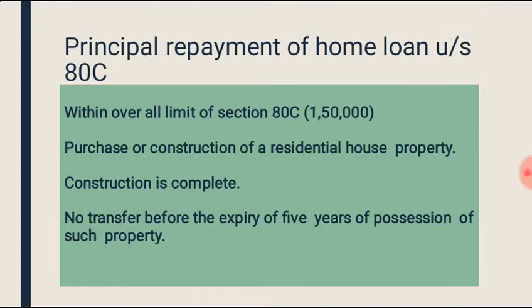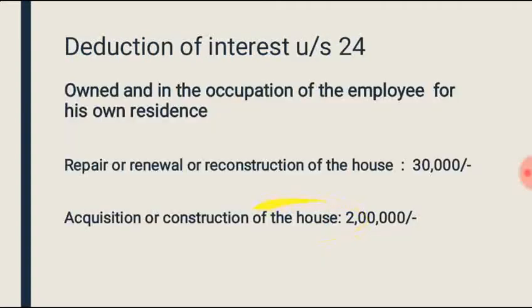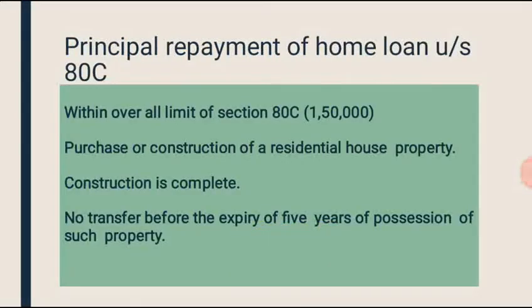In case the assessee transfers the house property on which he has claimed tax deduction under Section 80C before the expiry of 5 years from the end of the financial year in which the possession has been obtained by him, then no deduction and tax benefit on home loan shall be allowed under Section 80C. So, there must not be any transfer of the property before the expiry of 5 years of possession of such property.